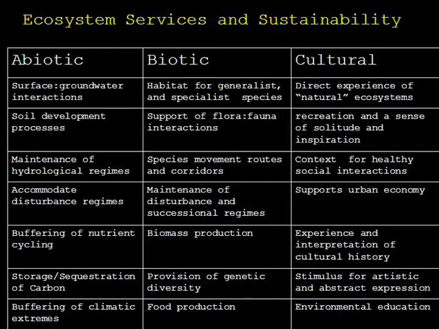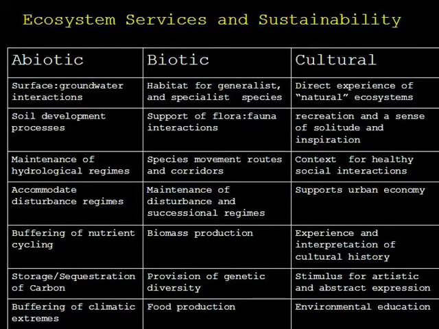Other examples of ecosystem services are illustrated here, and I put them into this model that I can remember, ABC: abiotic, biotic, and cultural. Abiotic is non-living, biotic is living, and cultural is human or social dimensions. It's just a way of classifying it. There's nothing particularly significant beyond that. So it's a way of classifying these things into columns.